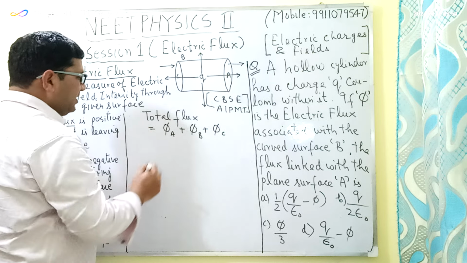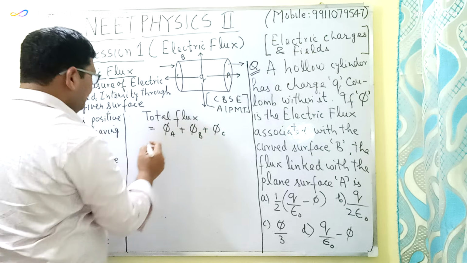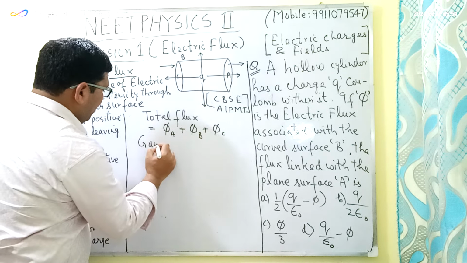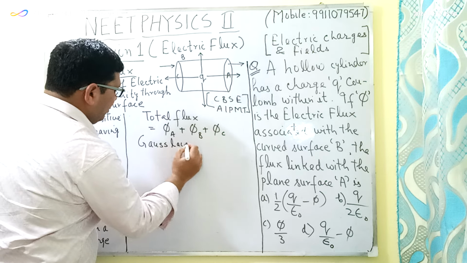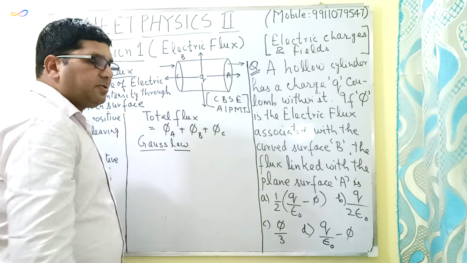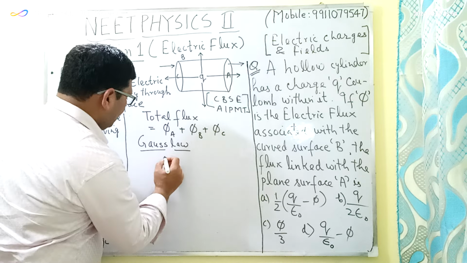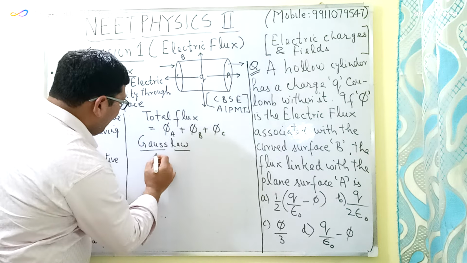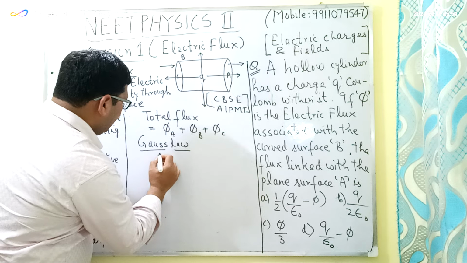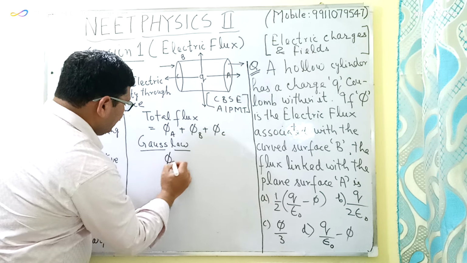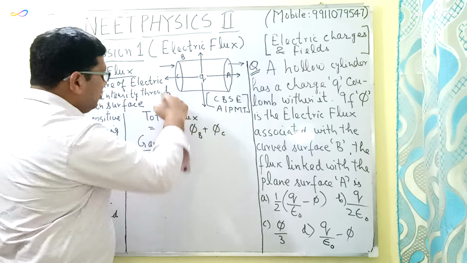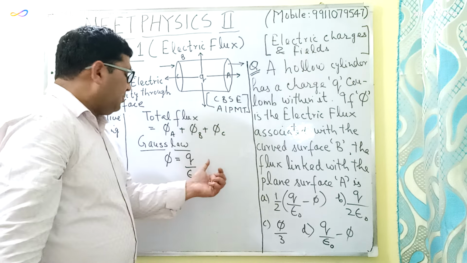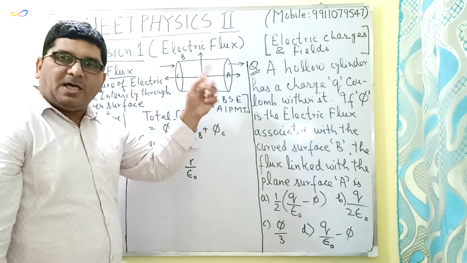So first thing is this. Second point is, here we will be using the Gauss law. Now the Gauss law states that the total flux linked with a closed surface is equal to Q divided by epsilon naught, where Q is the total amount of charge enclosed by that surface.